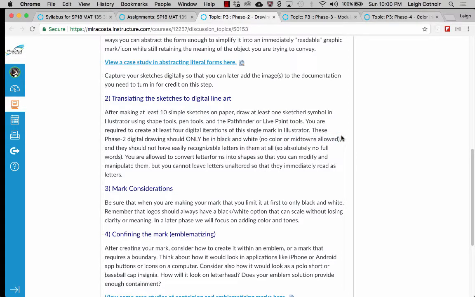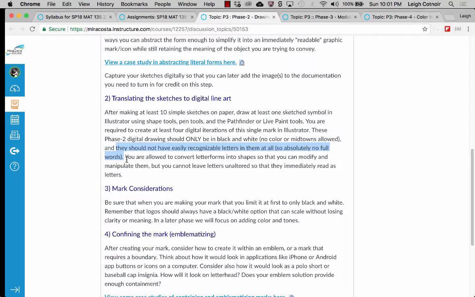Okay, and they should not have easily recognizable letters in them. I misspoke. So absolutely no full words. We are not using text in this, okay? That's not the point of this. You're not using any kind of words.